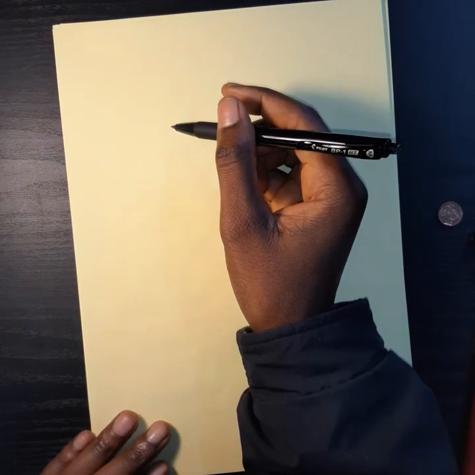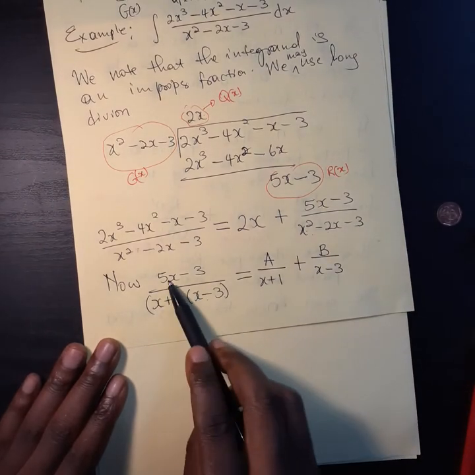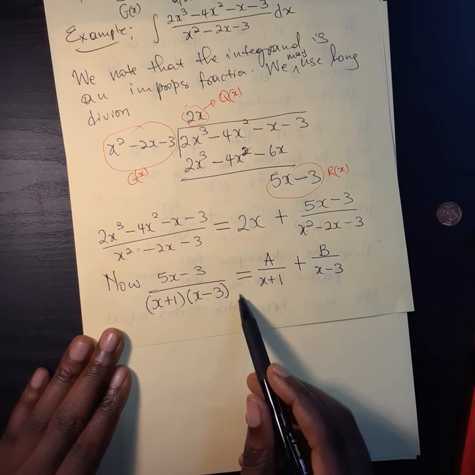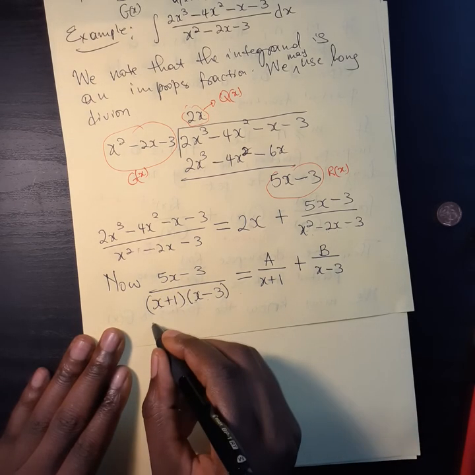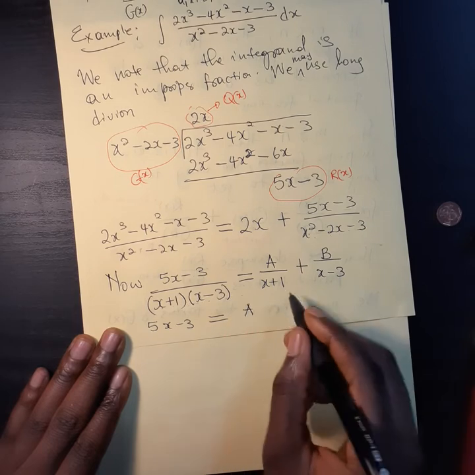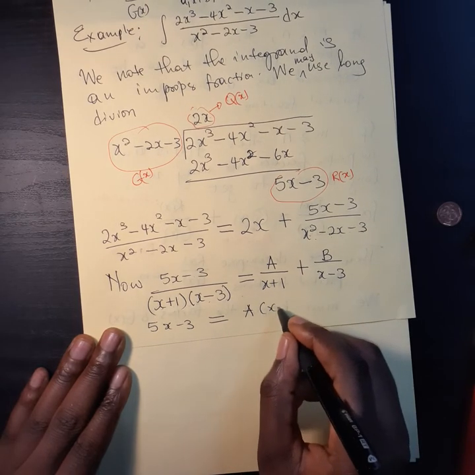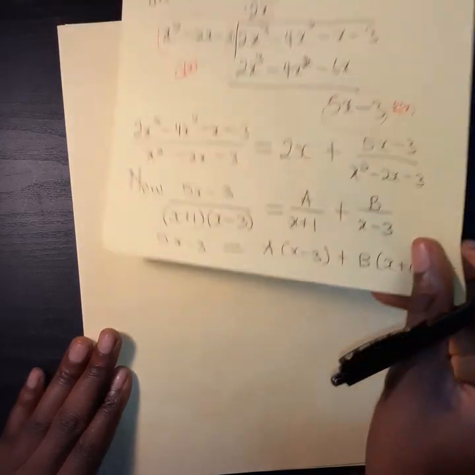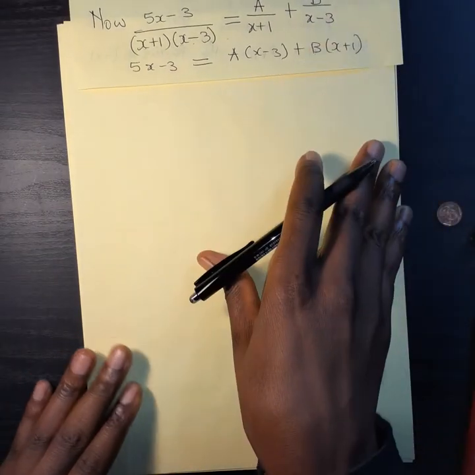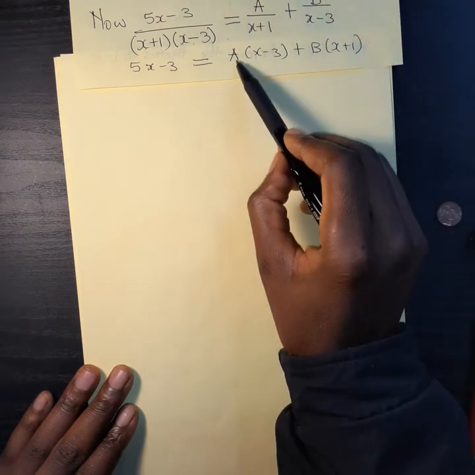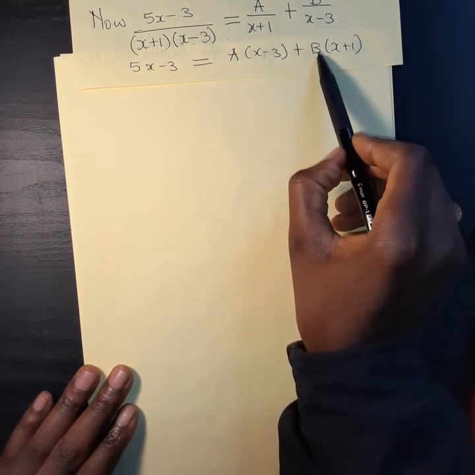So after doing that, let me bring that back here so that you can see. After doing this, we multiply throughout by the denominator. If we do that, you will see that on the left hand side we have 5x minus 3. This is equal to a. We are multiplying by this. This will cancel out. Then a into x minus 3 plus b into x plus 1, like that. So this is going to lead us to a situation where now we must find our A, we must also find our B.